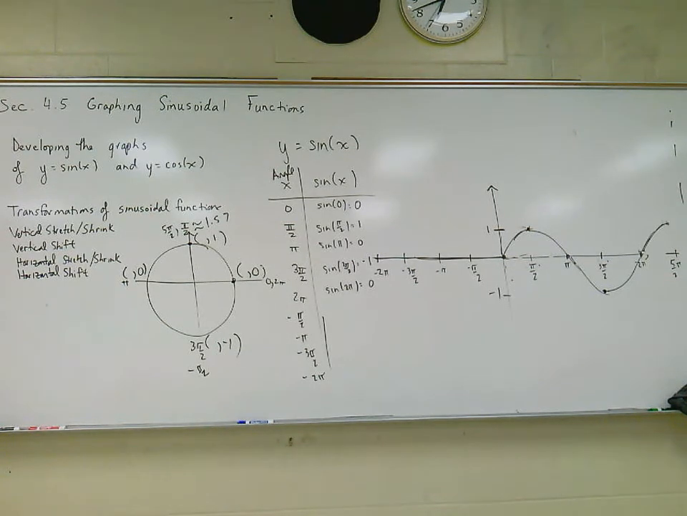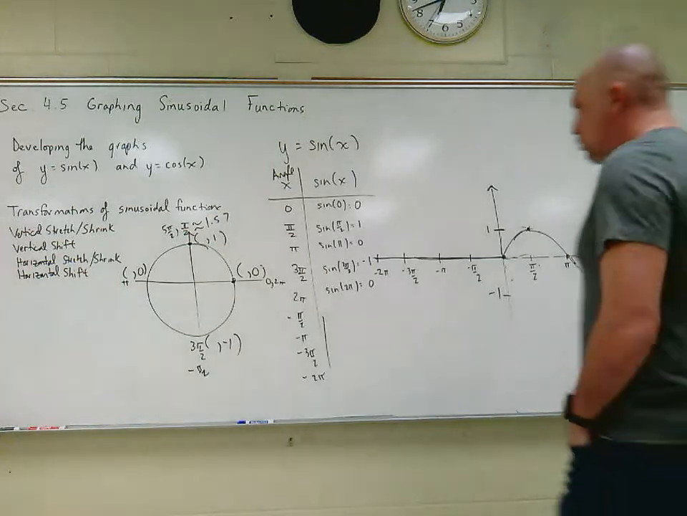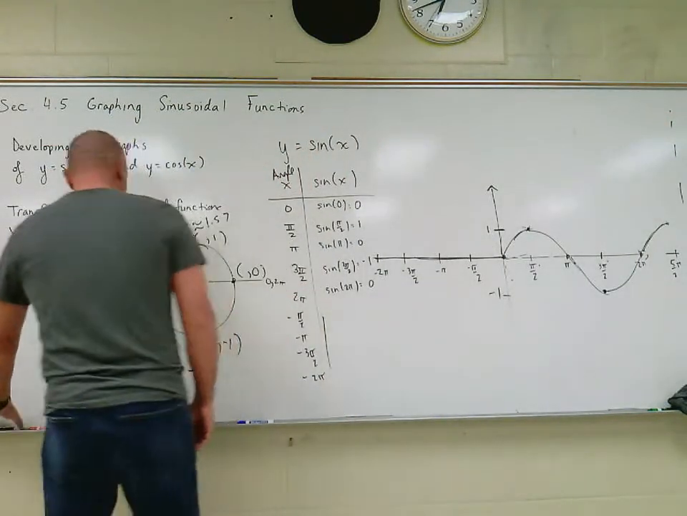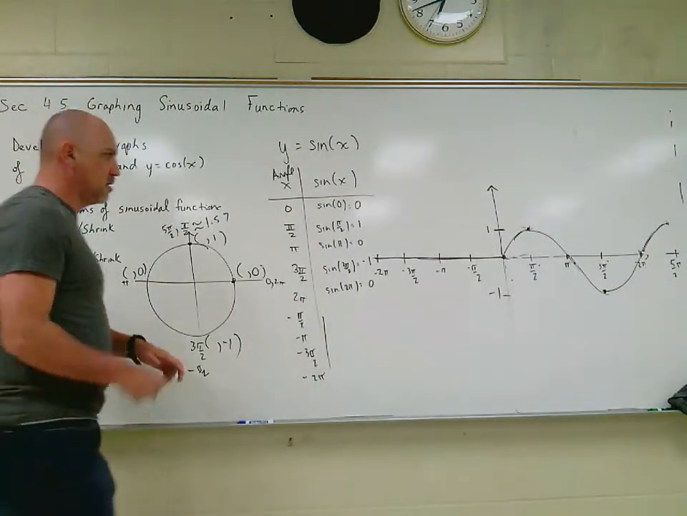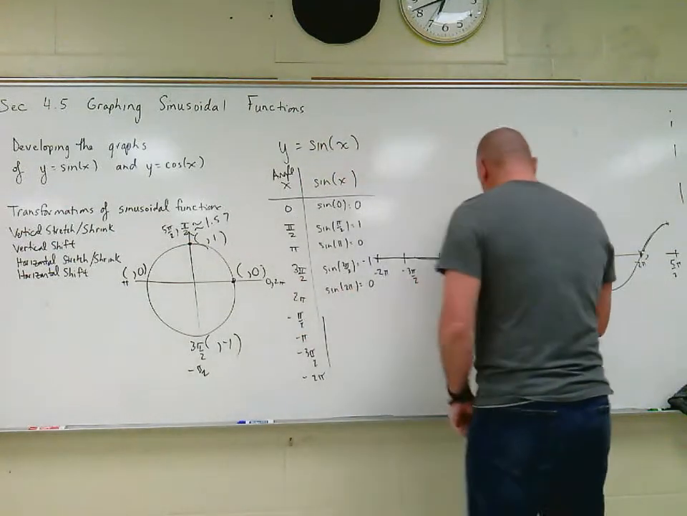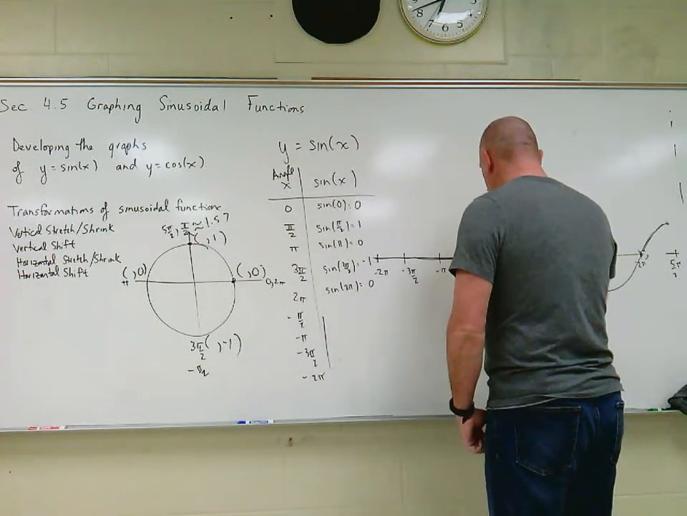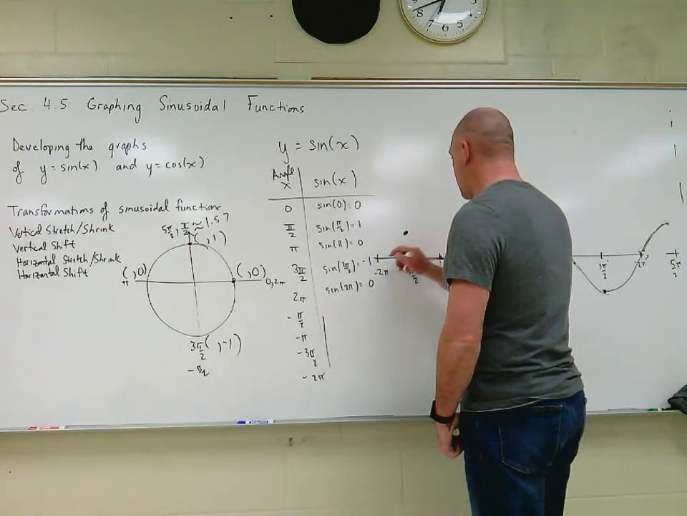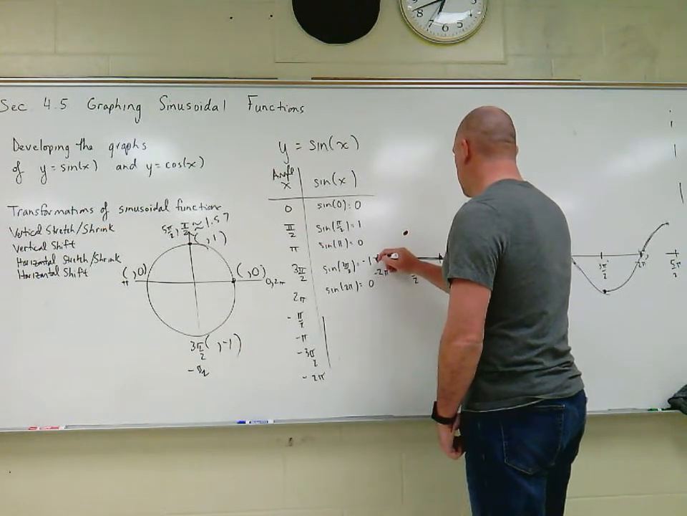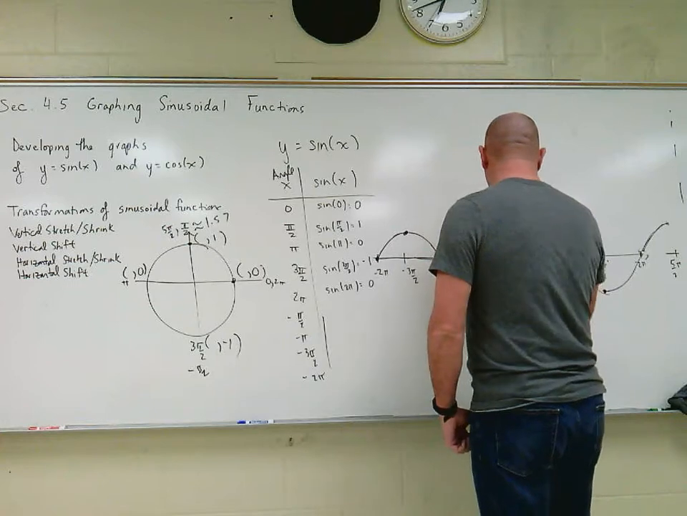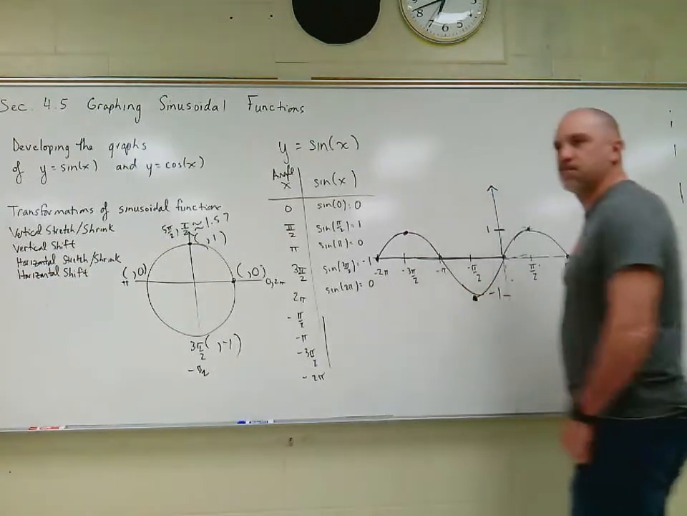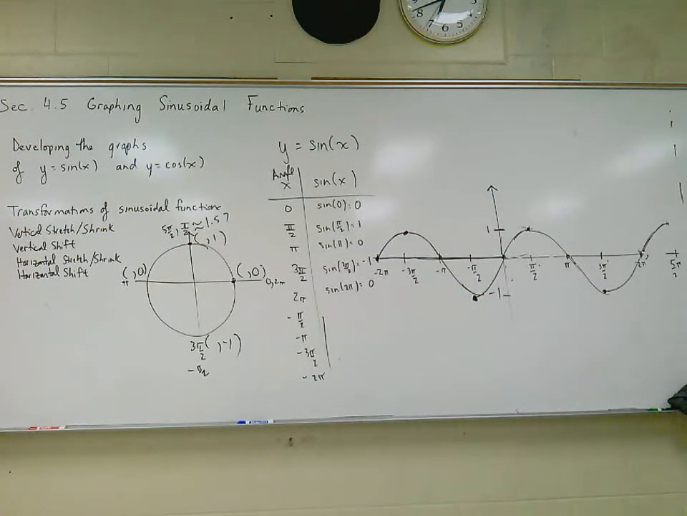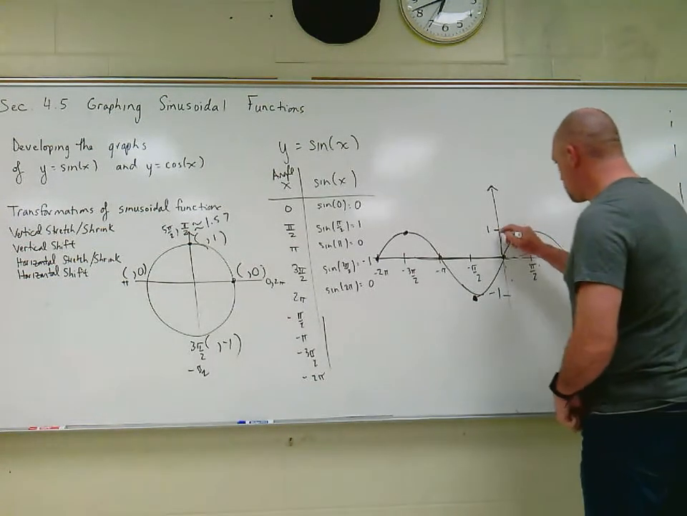So I think you can just do this by looking at the circle. What's negative pi over two? What's sine of negative pi over two gonna be? Negative one. Sine of negative pi. Sine of negative three pi over two, and then sine of negative two pi. 0. You see, you get the same thing. Okay?